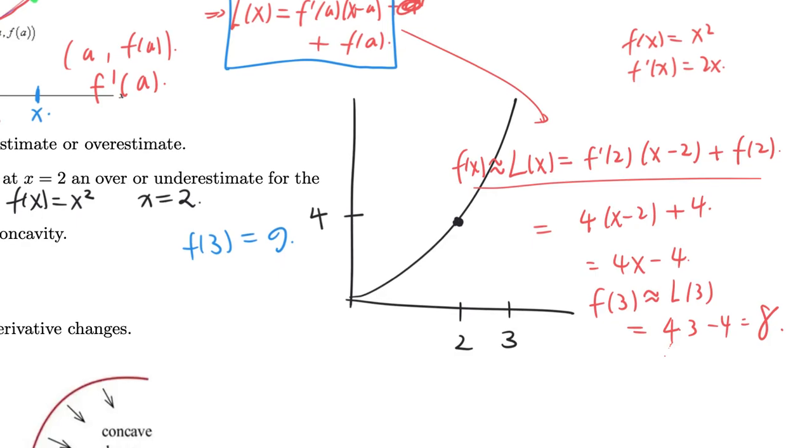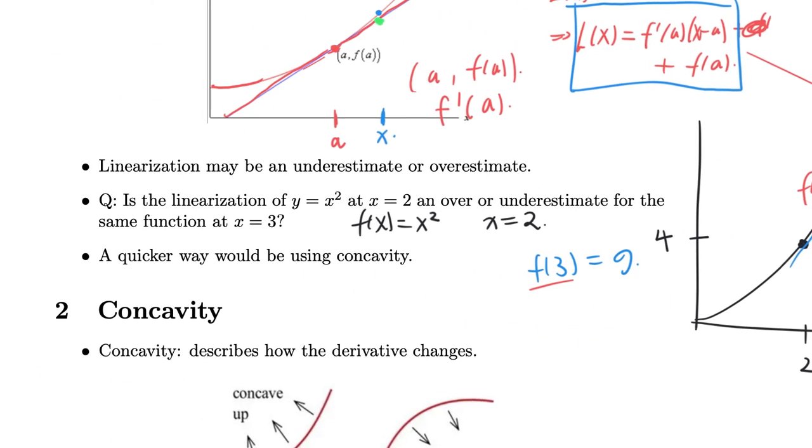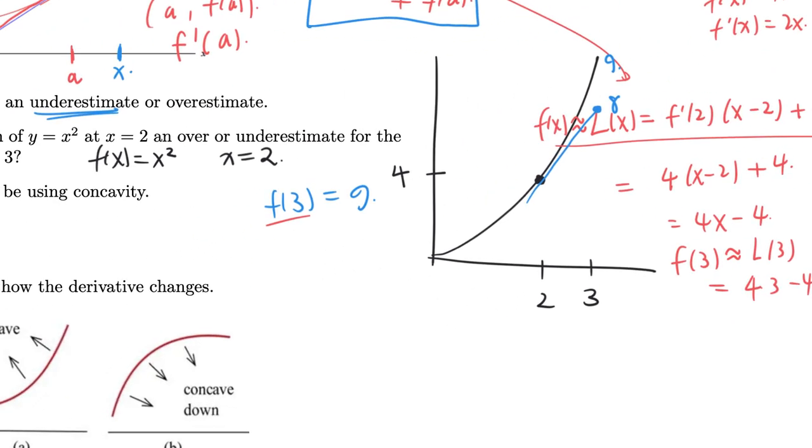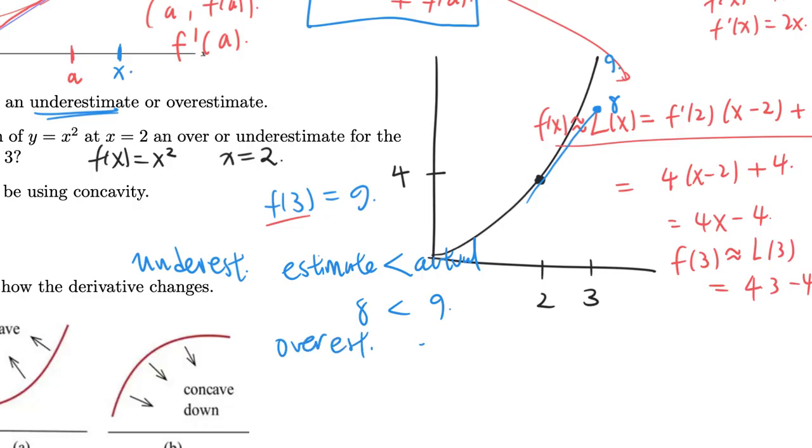So our approximation is 8, which is 1 less than the actual value for f of 3. So this here is an underestimate. This is what we call an underestimate. An underestimate is when your predicted value or your estimate is less than the actual value, right? So here, 8 was less than 9, so it was an underestimate. Vice versa, if you have an overestimate, then it is because the estimate is greater than the actual.